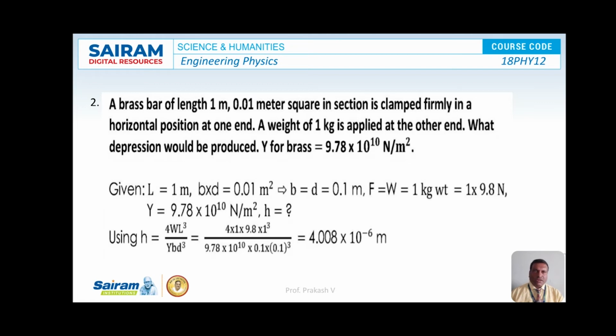So we know that the depression h is given by 4WL cube by Y b d cube. So substitute the values in the formula, that is 4 into 1 into 9.8 into 1 cube divided by 9.78 into 10 to the power of 10 into 0.1 into 0.1 whole cube. So these are all the parameters substituted. So after calculation, we are going to get the value for h is equal to 0.008 into 10 to the power of minus 6 meter. So this is the data we are going to get after calculating this.